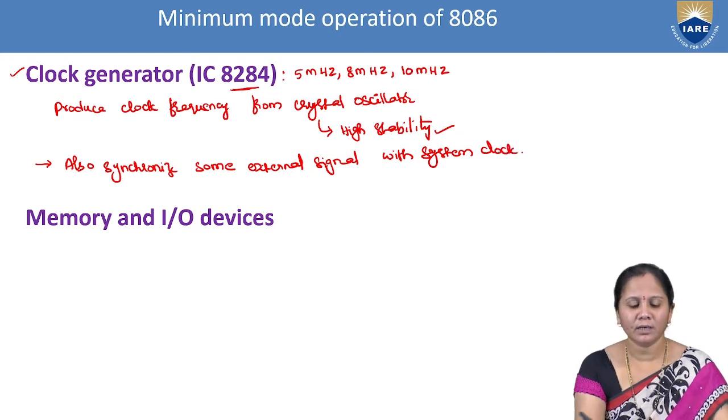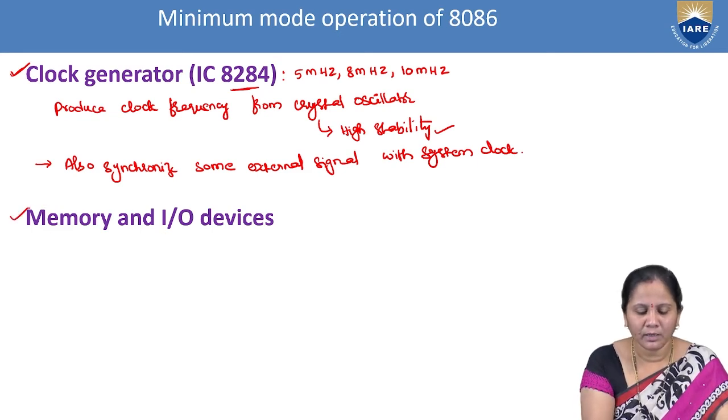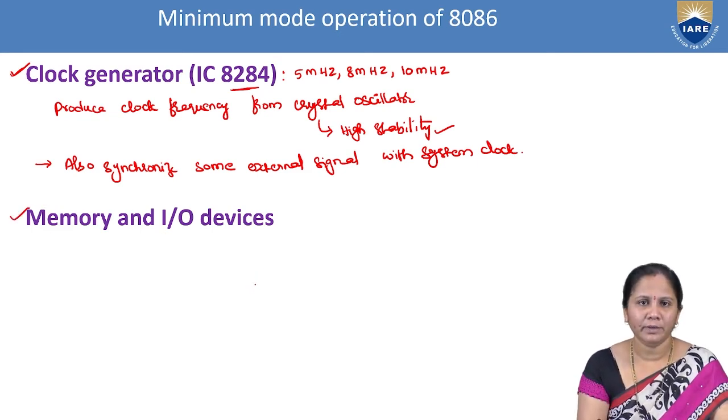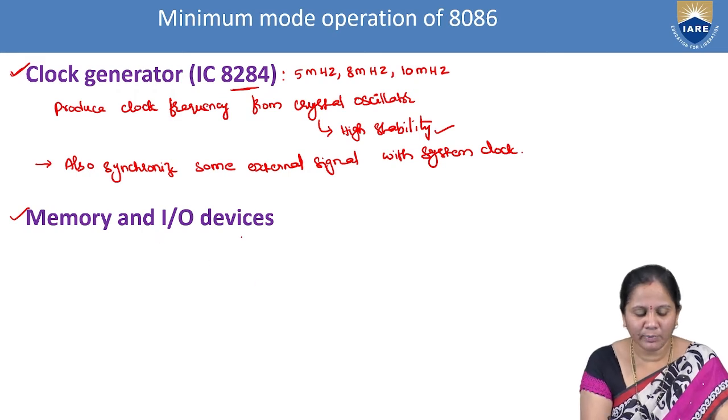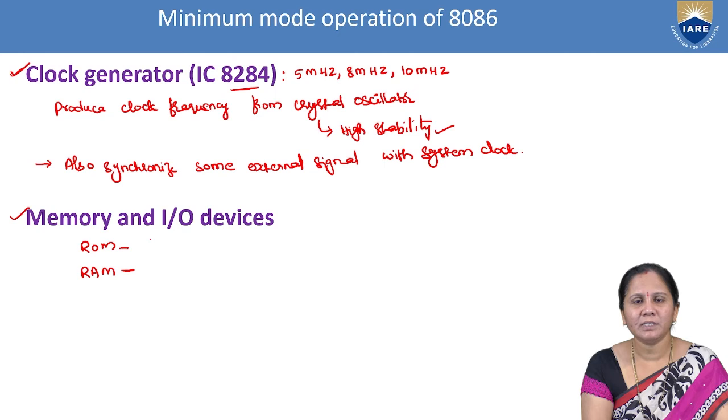Okay, so this is the main purpose of this clock generator block. And the next important component is here, memory and I/O devices. Generally we have seen the block diagram when it is operating in the minimum mode. So we have 2 types of memories, ROM and RAM. ROM represents read-only memory, whereas RAM is random access memory.